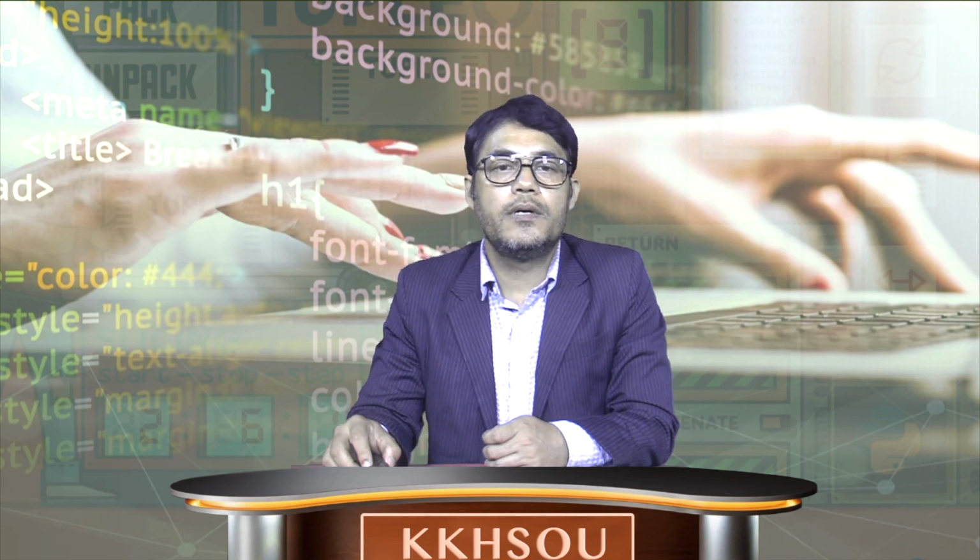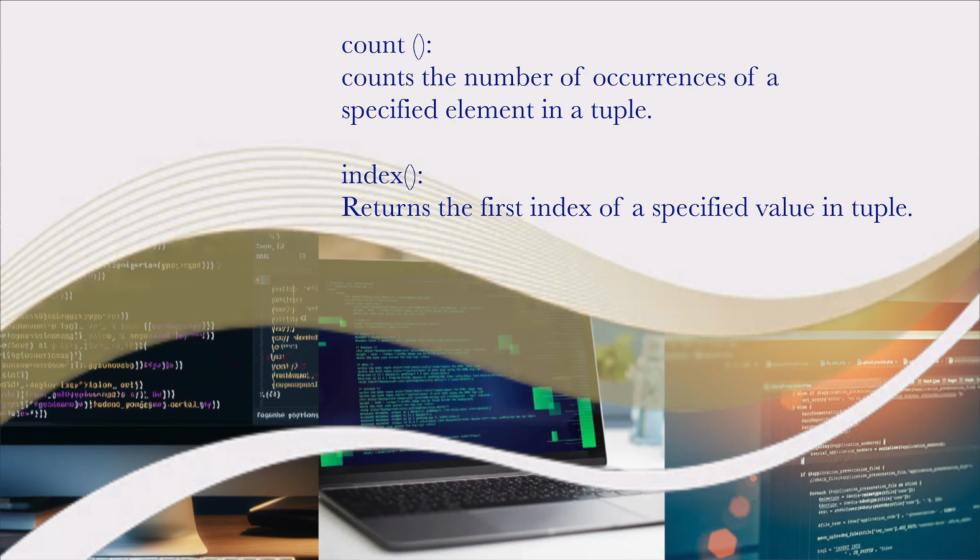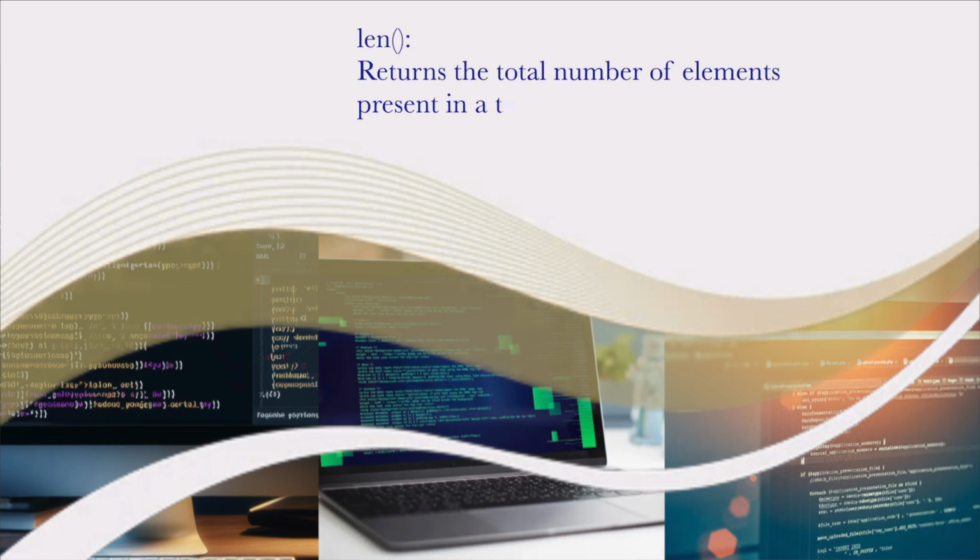The count method counts the number of occurrences of a specified element in a tuple. The index method returns the first index of a specific value in the tuple. The len method can be used to return the total number of elements present in a tuple.